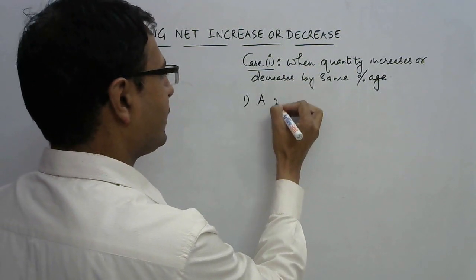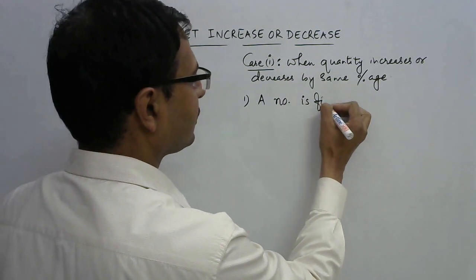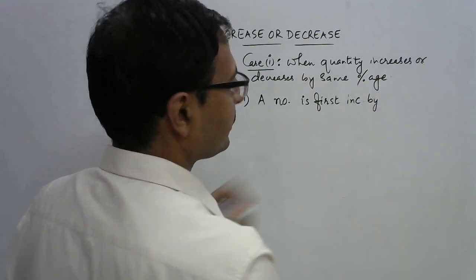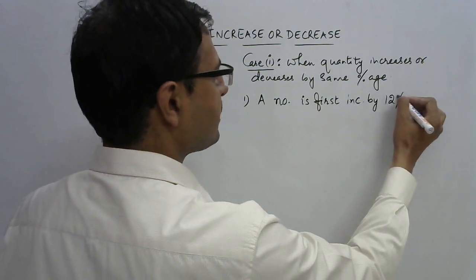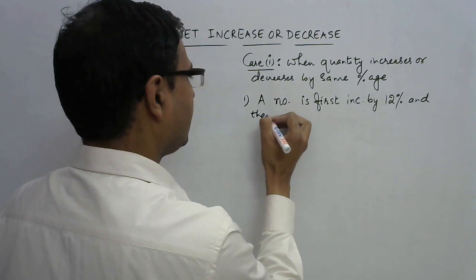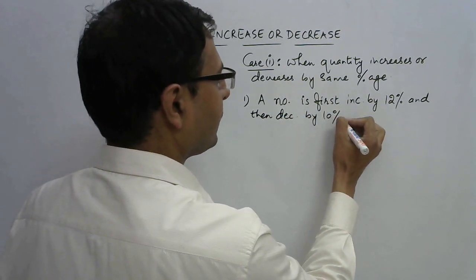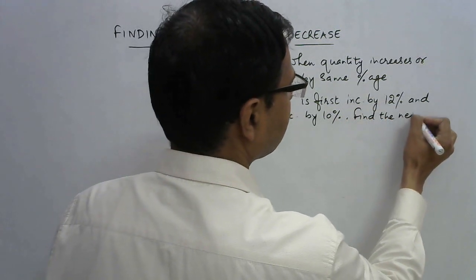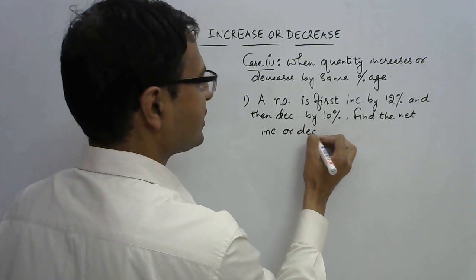A number is first increased by, so let's take any percentage, say 12%, and then decreased by 12%. Find the net increase or decrease percent.